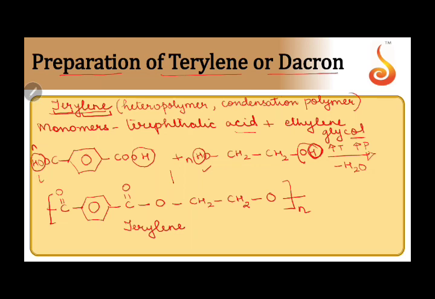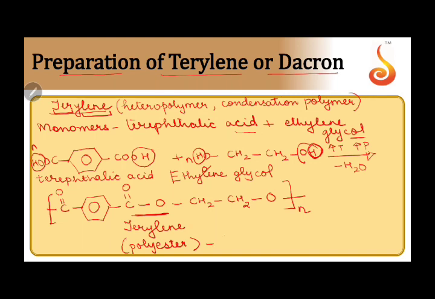Once again, monomers are terephthalic acid and ethylene glycol. Terylene has ester linkage. Many ester linkages keep repeating in this polymer. Therefore, terylene is an example of polyester.